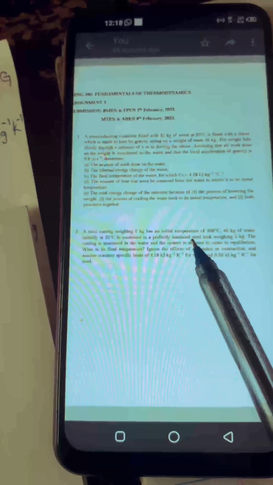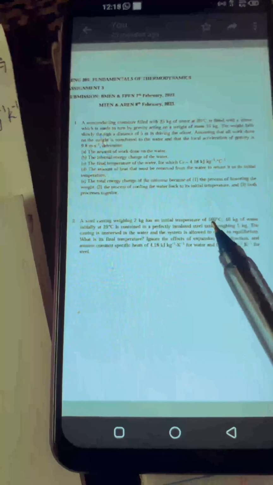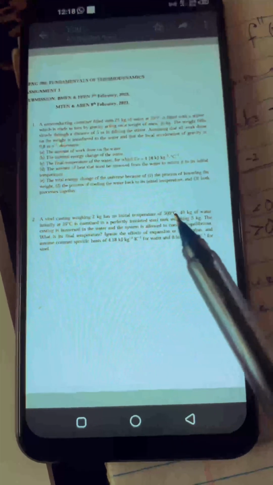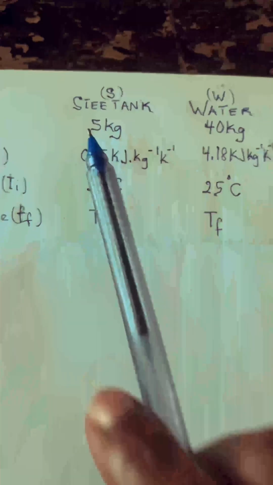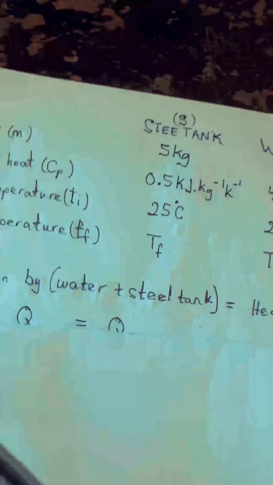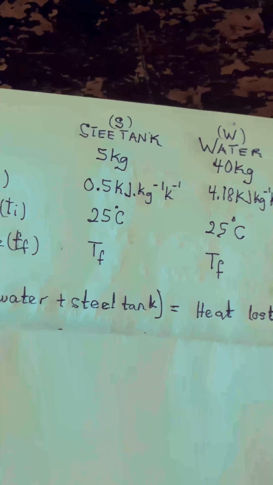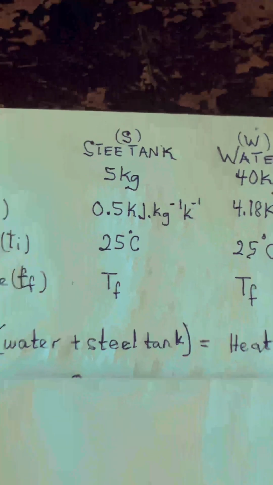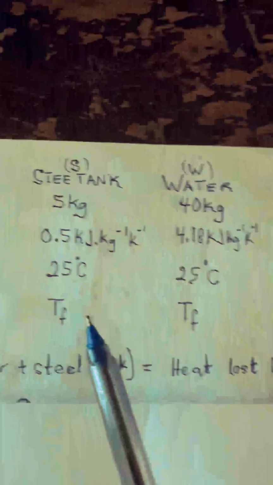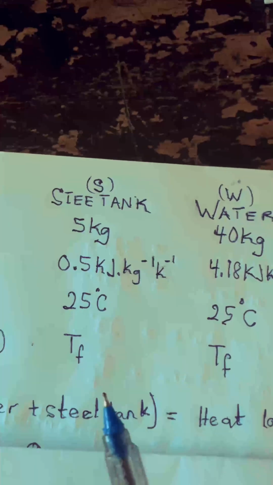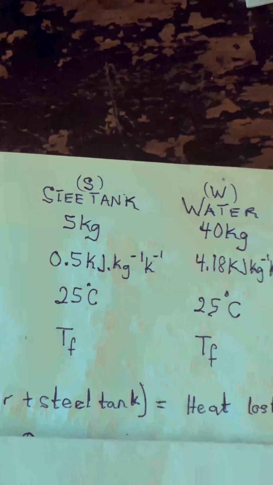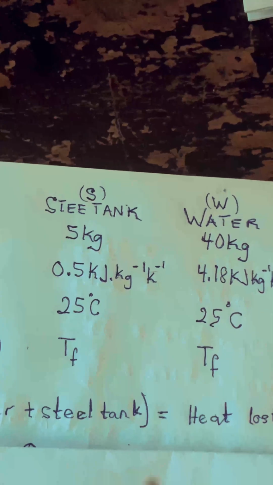Look at the question. 40 kg of water initially at 25 degrees Celsius is contained in a perfectly insulated steel tank. That means the water was contained in a steel tank, and it implies they have attained the same equilibrium, thereby they'll have the same temperature. We are not given any information on the temperature of the steel tank, but rather on the water. But since the water is in the tank and they have attained thermal equilibrium, they are going to have the same temperature.